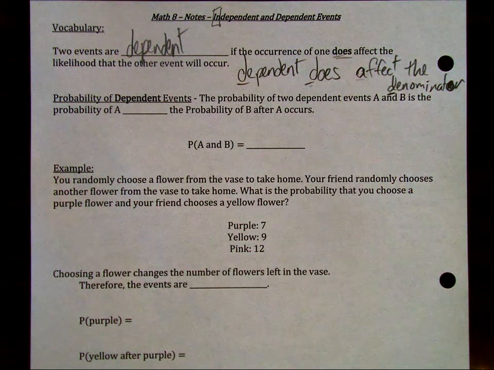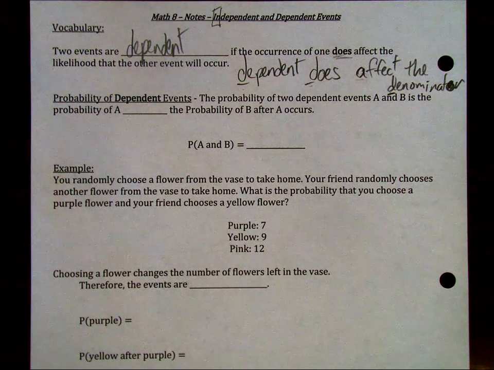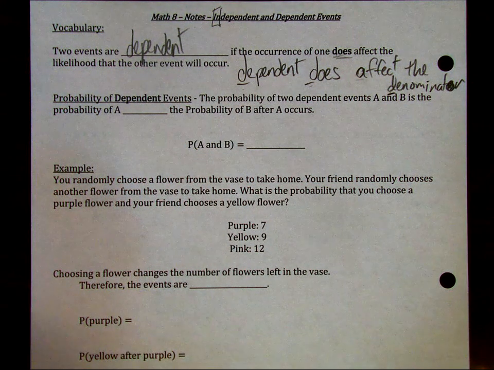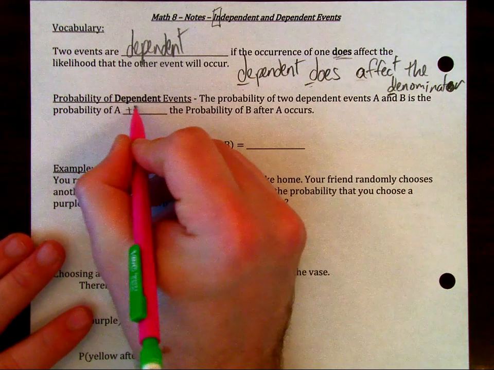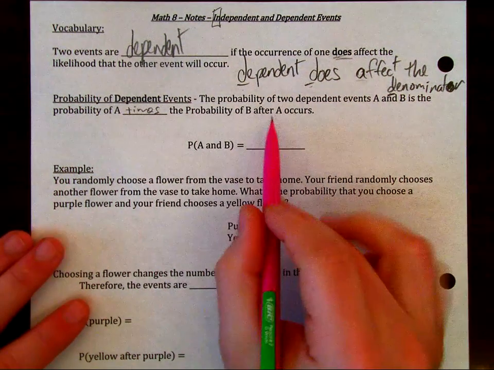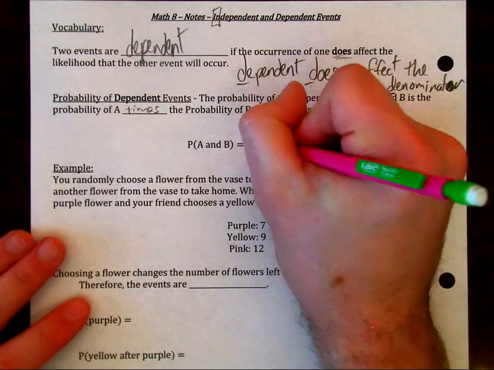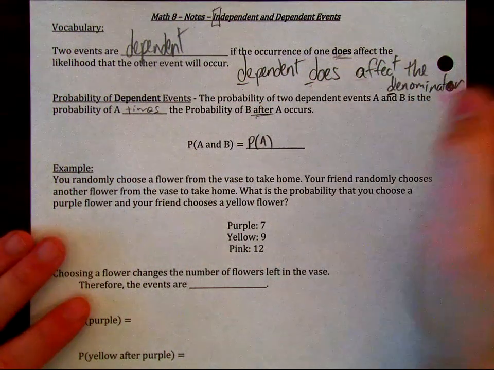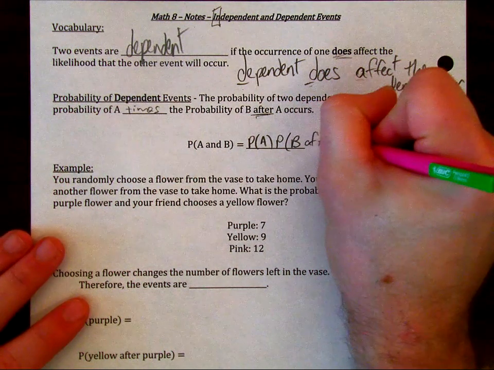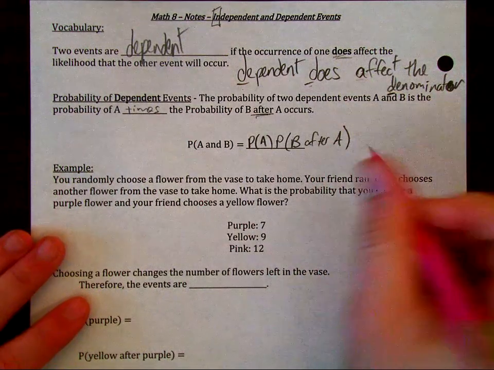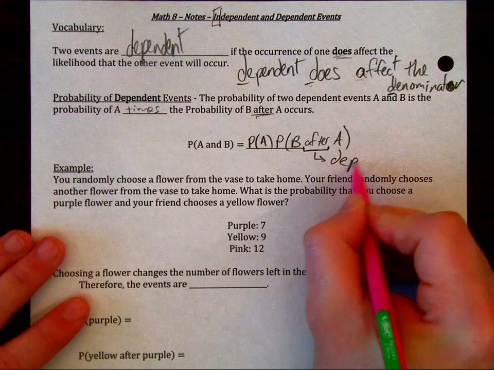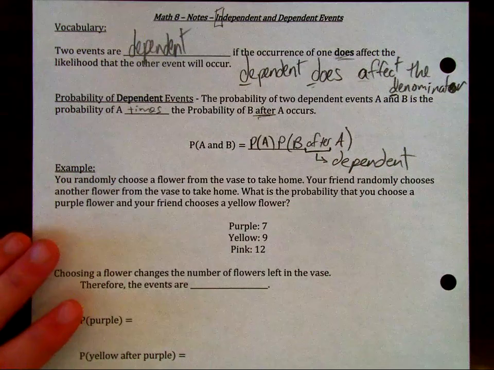So very simply it says this. It says probability of two dependent events A and B is probability of event A times that probability of event B after A occurs. So make sure that you are seeing that key word. So we would find that normal probability of A. However, when we find the probability of B, it has to be after A occurred. After A occurs. Again, that key word is after. That is telling you it is dependent.